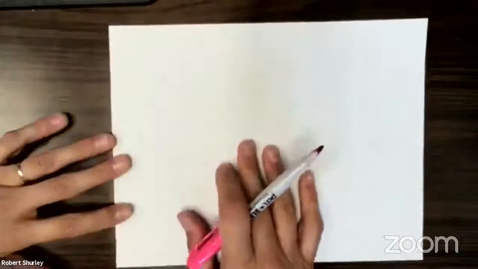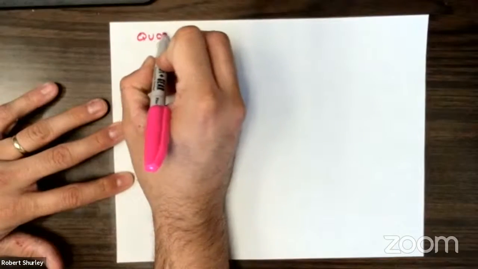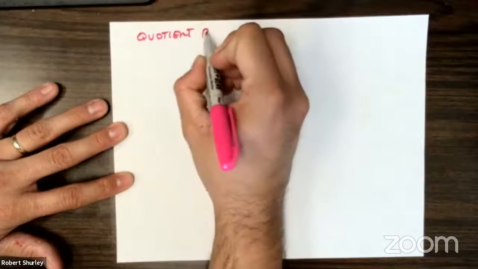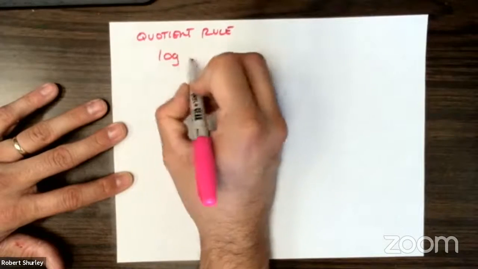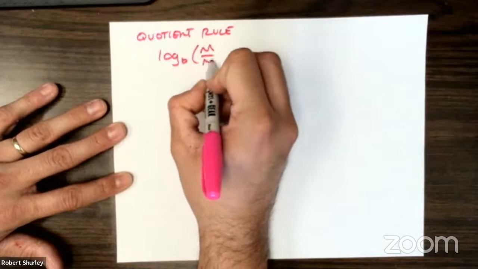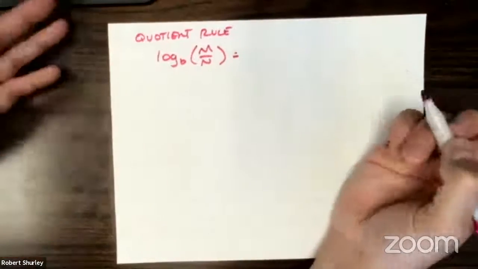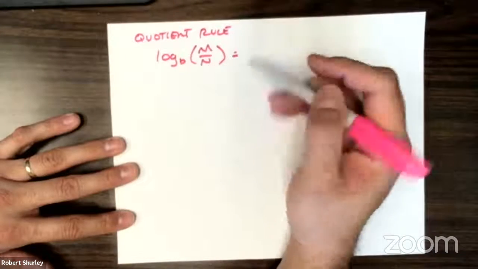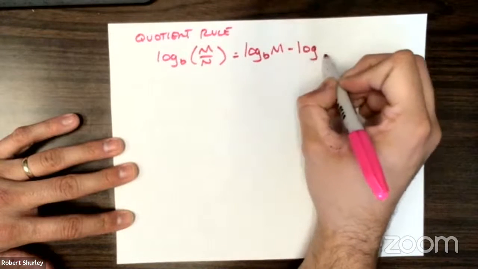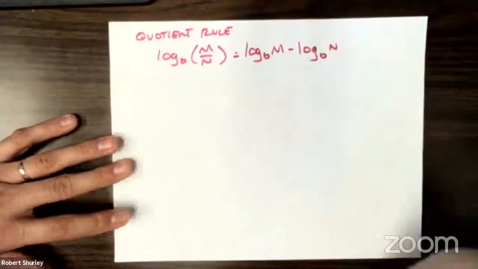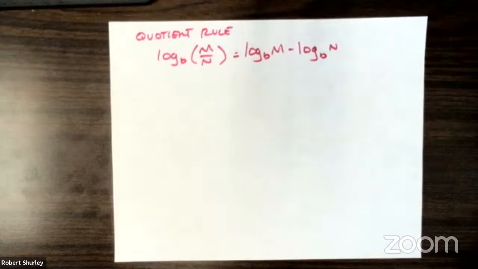Okay. So if the product rule means we add, you can probably come up with what happens with the quotient rule. The quotient rule says, look, if we've got log base b of m over n, we subtract. So division inside means subtraction on the outside. Log base b of m minus log base b of n.